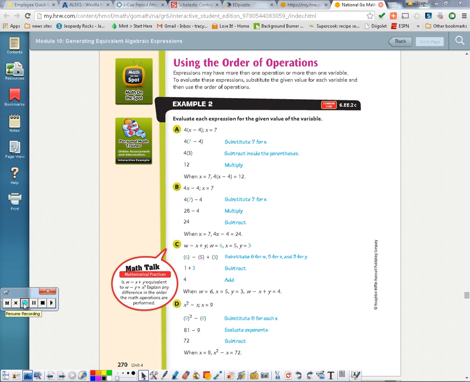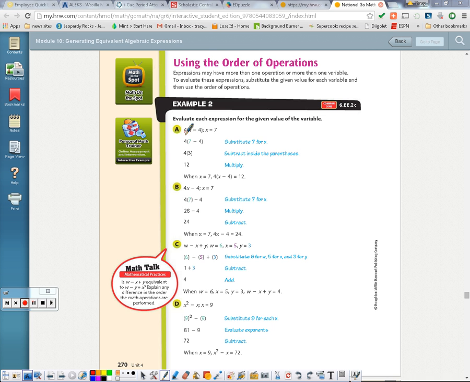Okay, so expressions may have more than one operation or more than one variable. To evaluate these expressions, substitute the given value for each variable and then use the order of operations. So in this first example, evaluate each expression for the given value of the variable.